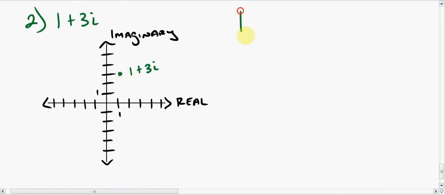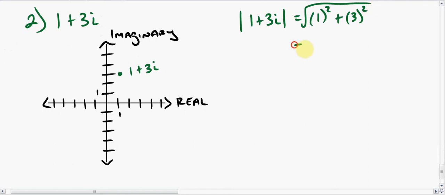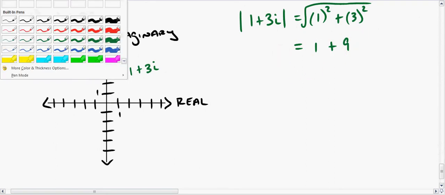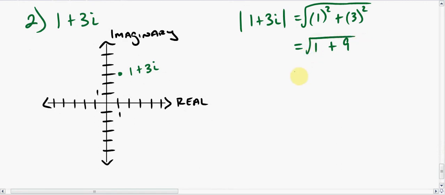Next, we're going to take the absolute value of 1 plus 3i. And remember, we take a, which is 1, and we square it. And we add that to b squared. b is 3, and we square that. And then we take the square root of the sum of those two numbers. So 1 squared is 1, 3 squared is 9. Take the square root of that sum. 1 plus 9 is going to give us 10.